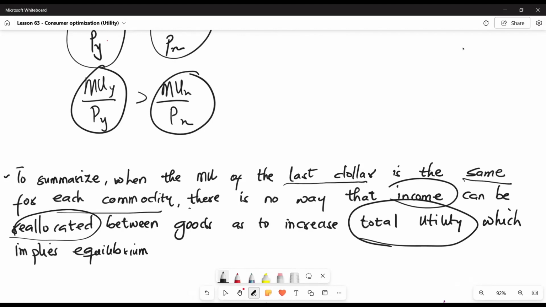Our next lesson will be an algebraic approach to all that we've been learning so far on consumer choice.